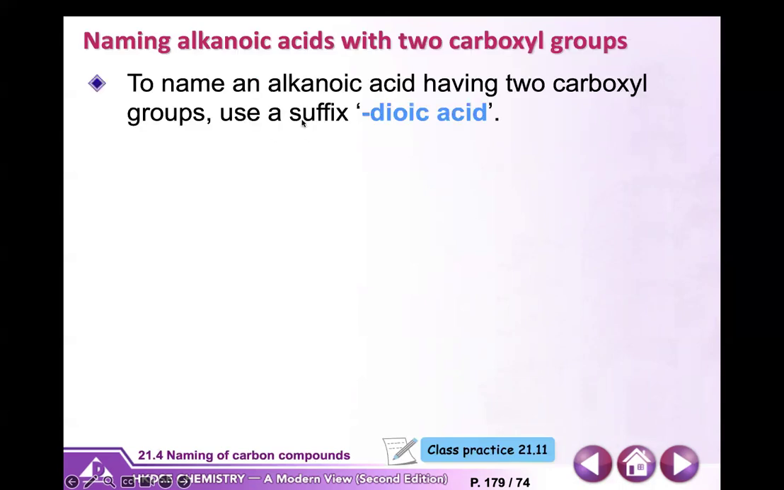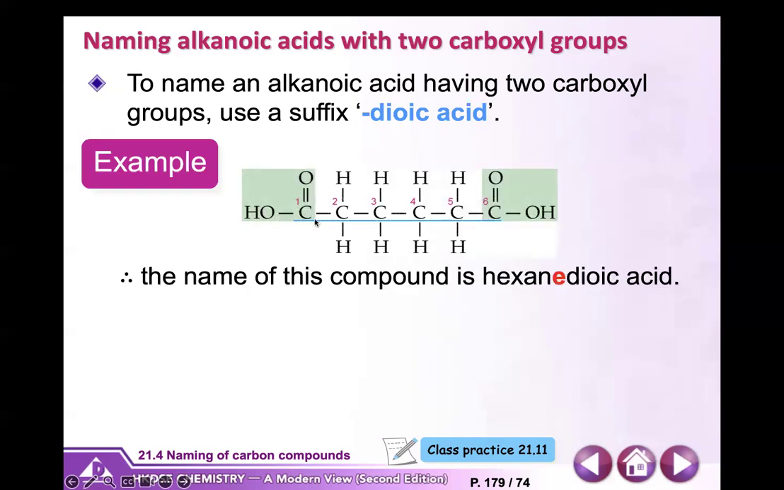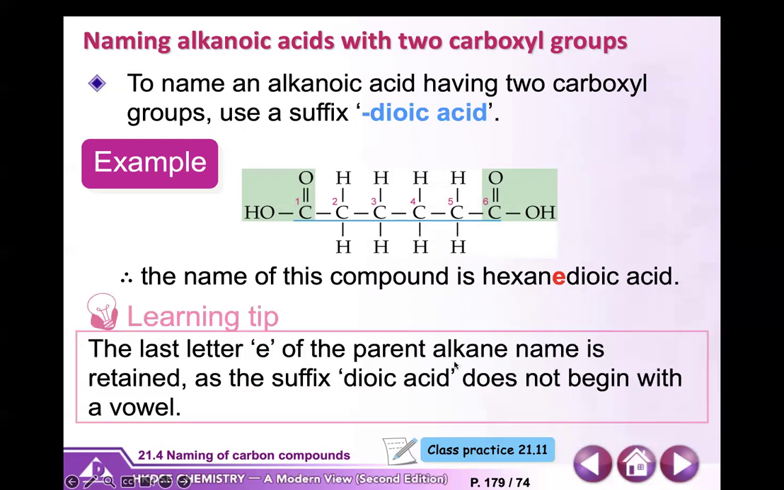Now, naming alkanoic acid with two carboxyl groups. To name the acid which contains 2 carboxyl groups, this will be dioic acid. Once again, may I draw attention that it is no longer an alkanoic acid, because the general formula has already changed. So for this one, we will say that this is hexanedioic acid. The word E will be retained now, just like in the parent alkanes. So it should be retained, and then it is dioic acid.